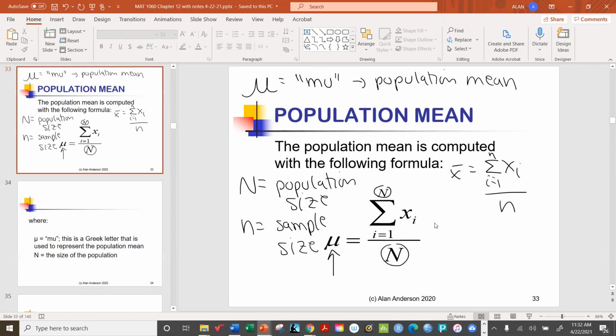Then we noted that there's a separate formula for the population mean, where the only difference is that we refer to the mean as mu, the population mean, and we change the lowercase n's to uppercase N's to indicate that this is the size of a population. But they're both the same thing. You can tell in both cases, we're just simply adding up all the elements and dividing by the number that we have.